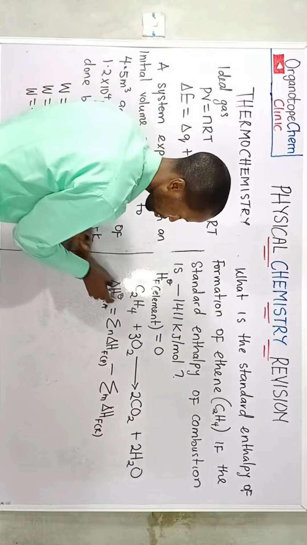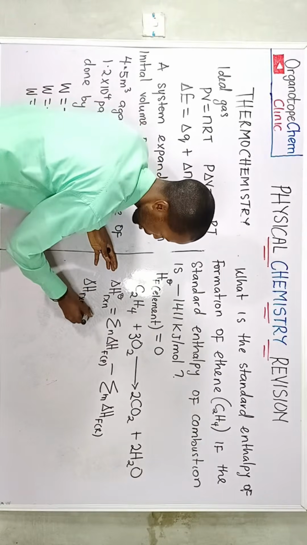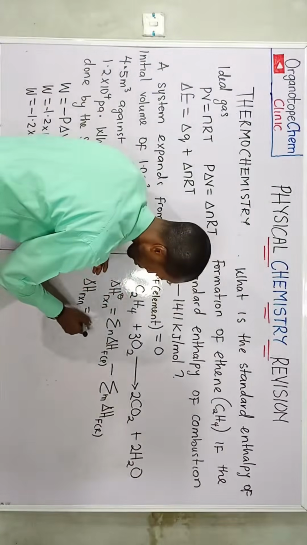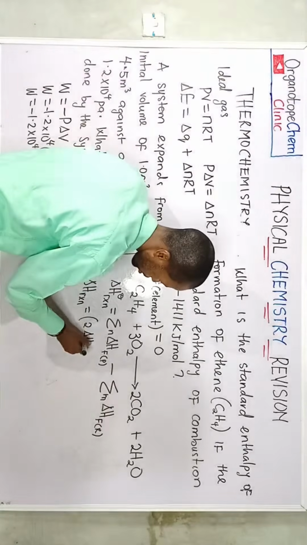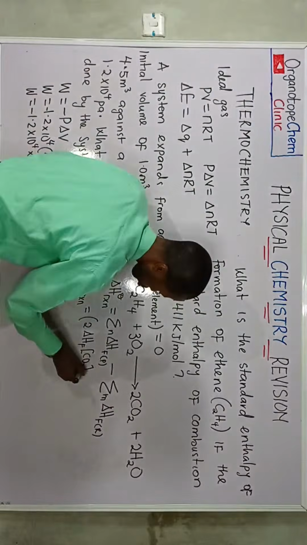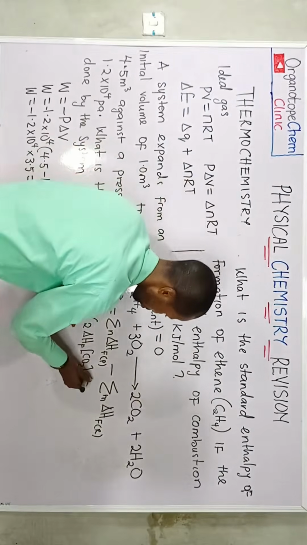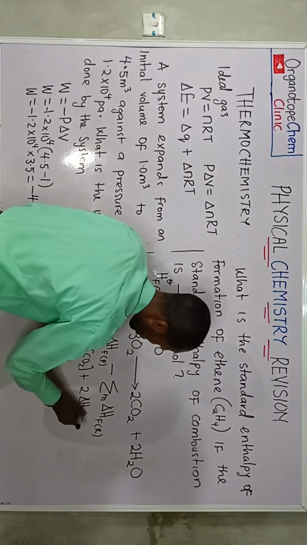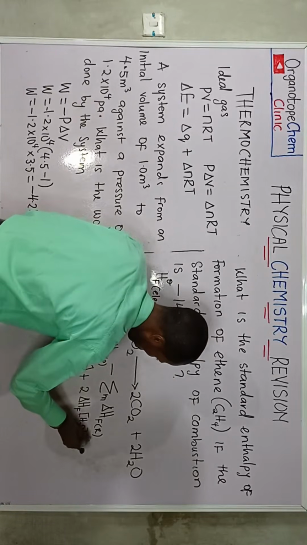So I'm going to express this now. We have delta H reaction equals, what are the products? We have 2 delta H formation of what? CO2. Okay, the 2 right here is the value of n for CO2, the coefficient. Summation plus 2 delta H formation of what? Water, that's H2O.